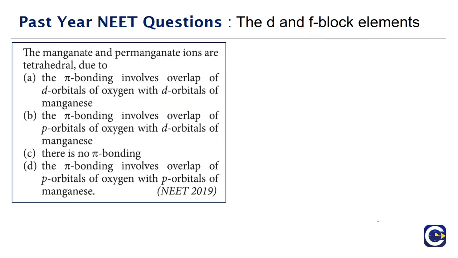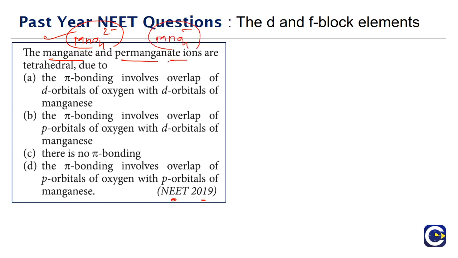Option C. Next we have a question that has come in the NEET 2019 paper. The manganate, what is manganate means? Already we talked about it. What is manganate? MnO4 2-, that is the manganate ion. And permanganate, what is permanganate?